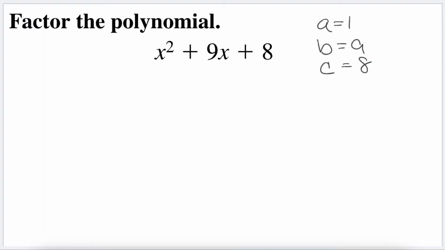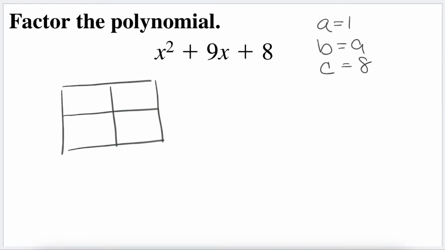Okay, so again, I'm going to start off with my box. All right, I'm going to put my first term in the upper left-hand corner, x squared. My last term in the bottom right-hand corner, that's 8. And then I'm looking for the factors of 8 that when added together give us 9. So again, we have 8 times 1, 4 times 2, and we can stop there. I can clearly see that 8 and 1, when added together, will give us 9.